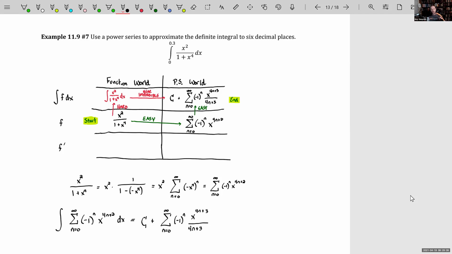So we need to evaluate our power series from 0 to 0.3. So we need to do that here. One thing I do want to mention is that I think that C, because of the definite integral, is not going to come into play, right? Definite integrals do not have a plus C.